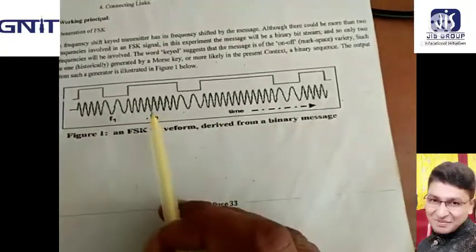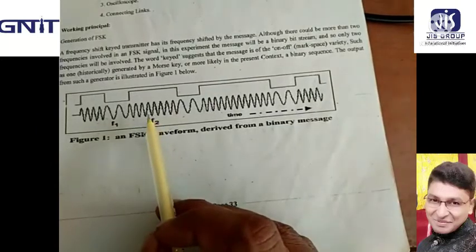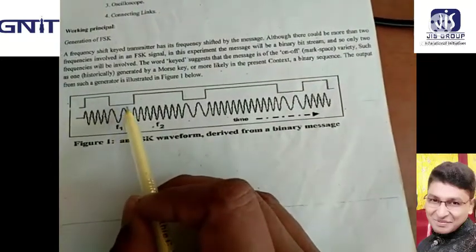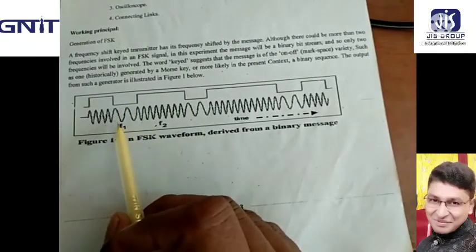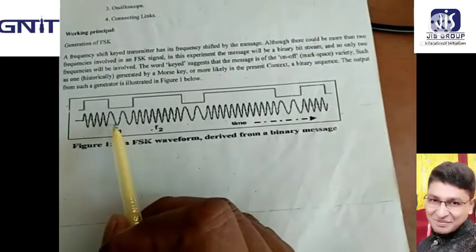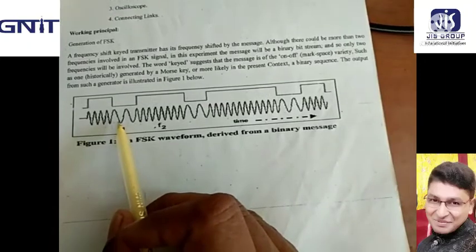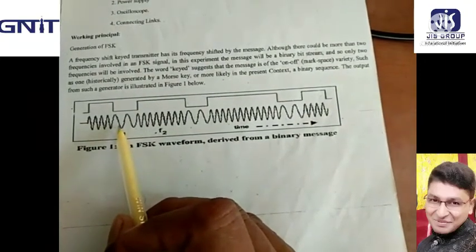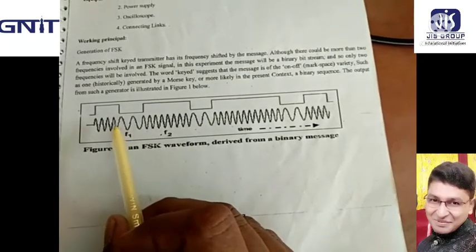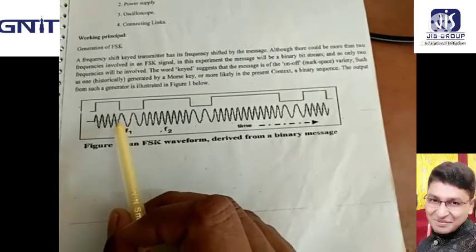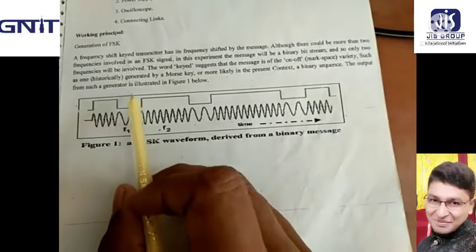FSK modulation is another type of hybrid communication, that is, one is an analog signal and the other is a digital signal. The analog signal is the carrier signal, and the digital signal is our message signal.